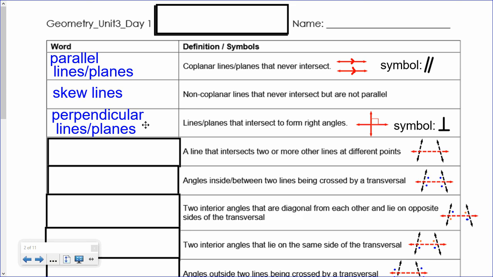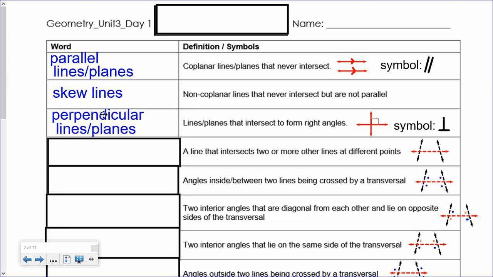Perpendicular lines or planes are lines or planes that intersect to form right angles. So here's a representation of two lines that are perpendicular. You notice the 90-degree angle symbol right here, the little box. They're only going to draw one, though officially all four of these angles are right angles, but they're not going to put a box for all four of them. They're just going to put it for one. So if you see one box, you know that all the rest of them are going to be 90 degrees as well. They're just not going to put the symbol there.